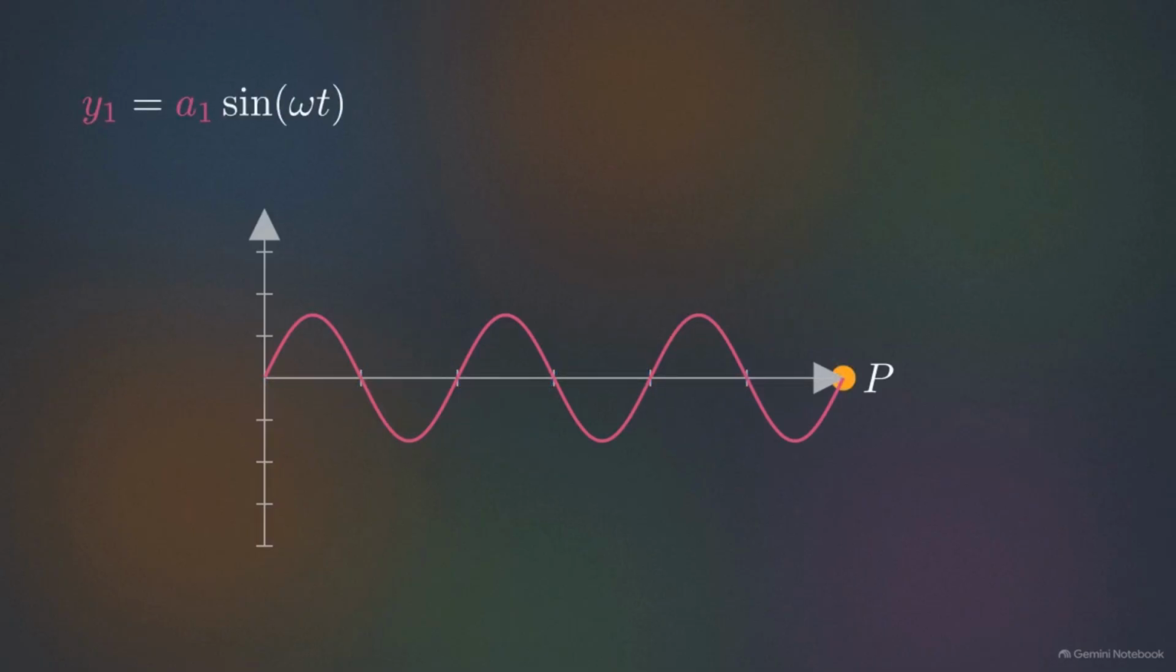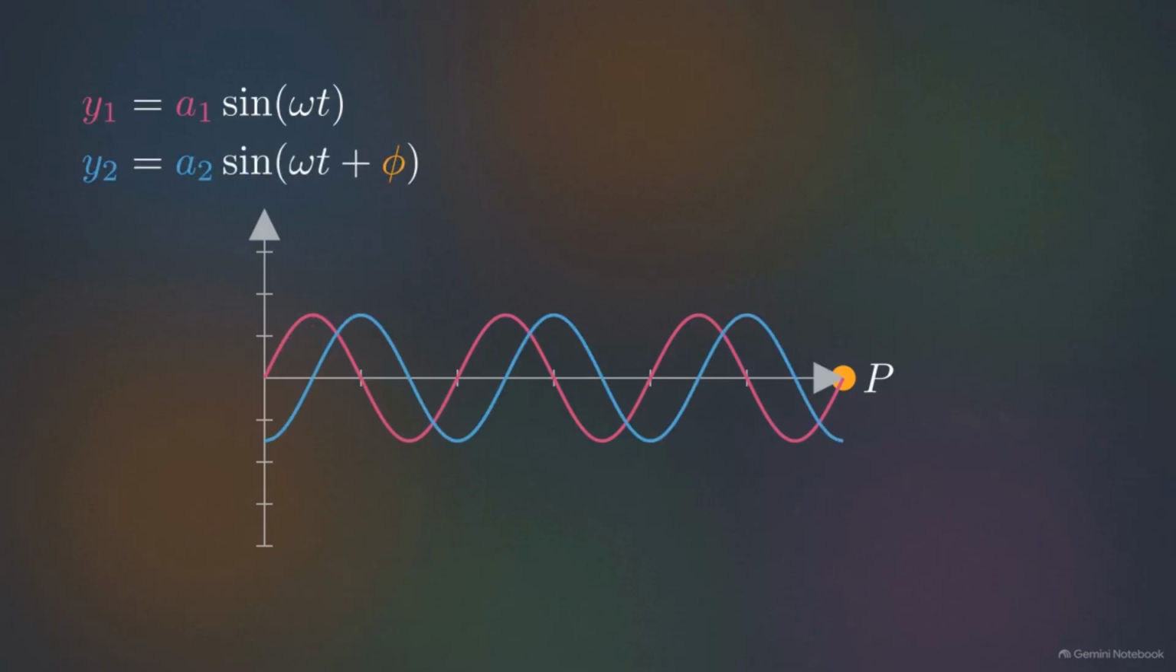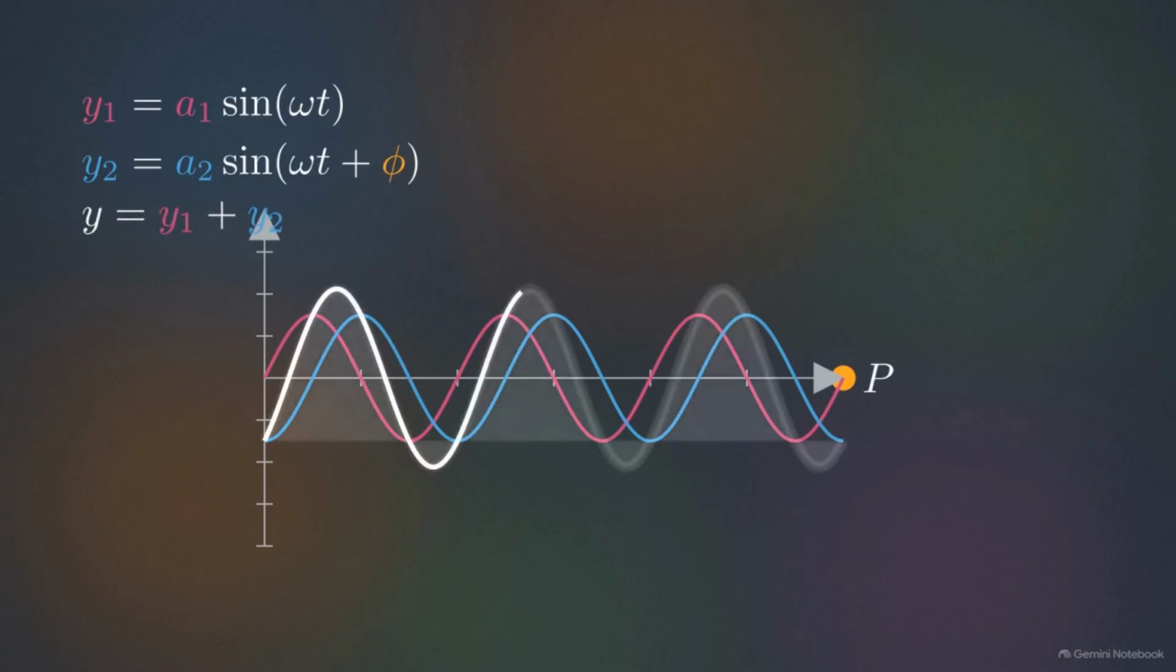To calculate this, we define the first wave arriving at point P as y1 equals a1 times the sine of omega t. Here, y represents the instantaneous displacement, a is the maximum height or amplitude, and omega defines the angular frequency. The second light wave arrives at the same frequency, but from a different origin, expressed as y2 equals a2 times the sine of omega t plus phi. This variable, phi, is the phase shift. It represents the spatial or temporal lag between the two waves.